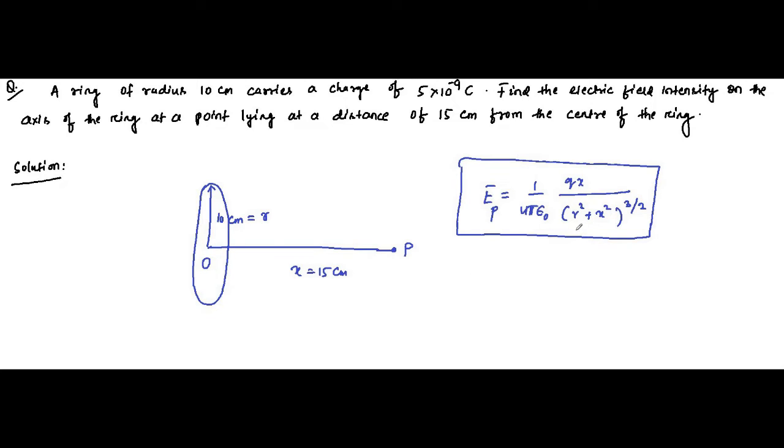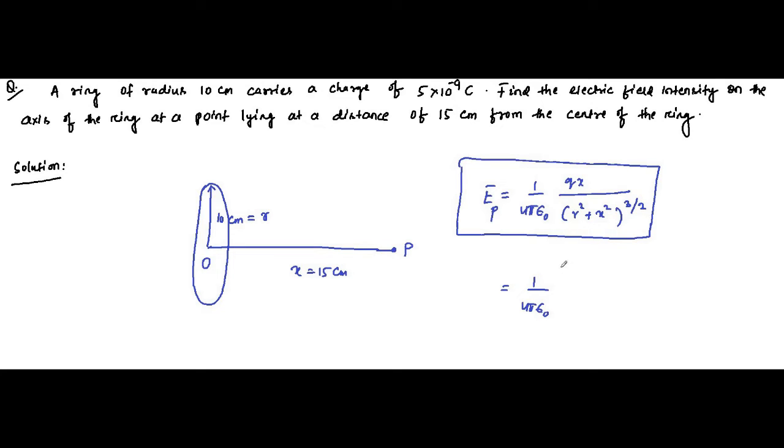Here we'll simply put the values. There are different electric field intensity expressions due to different elements, like a disc, a hollow disc, a ring, and so on. I have already derived this one, so I'm not deriving it here. We'll simply put the values: 1 by 4 pi epsilon 0.